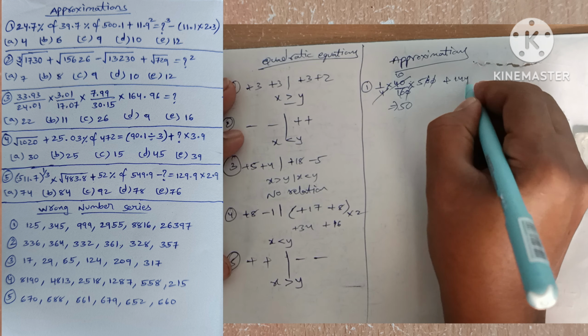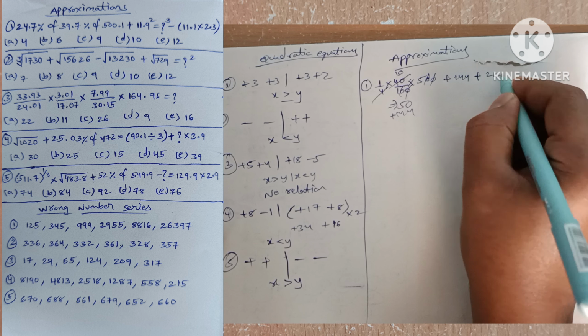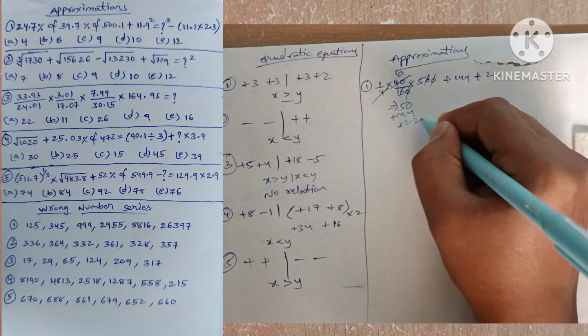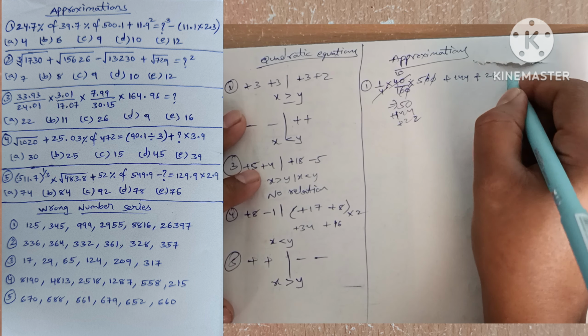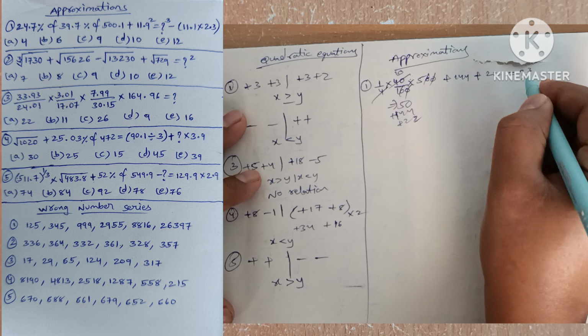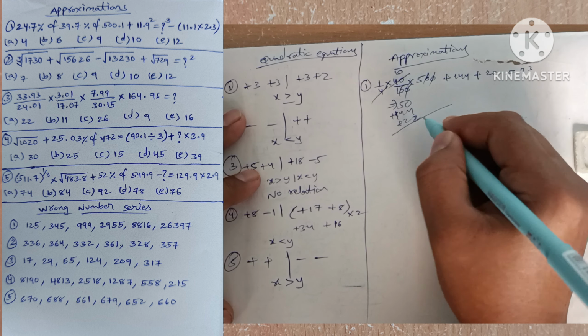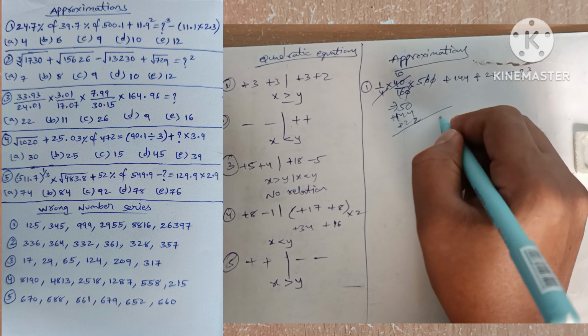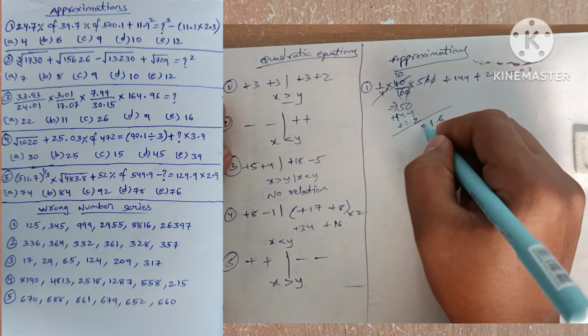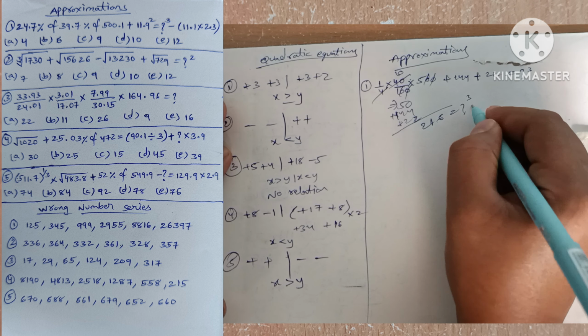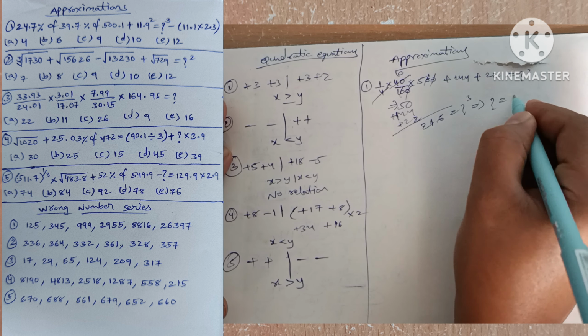plus 11.1 into 2.3 means 22, plus 22 equals to question mark cube. So we get 612 is equals to question mark. Therefore question mark equals to 6. Our answer is 6.